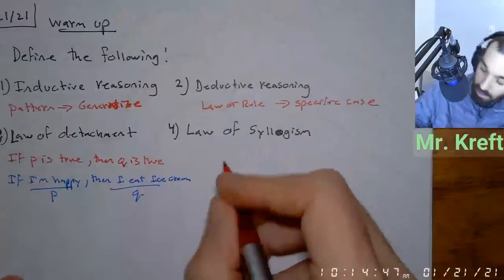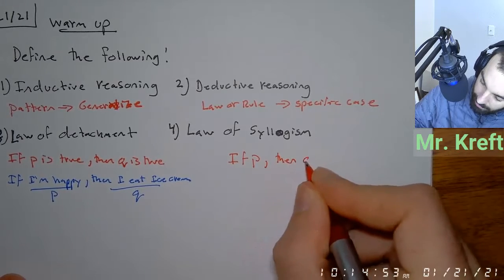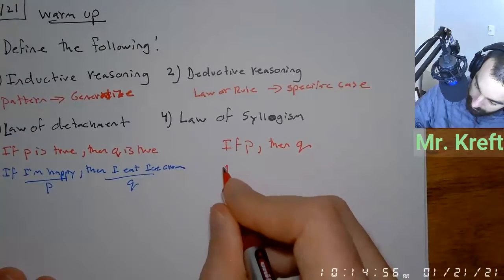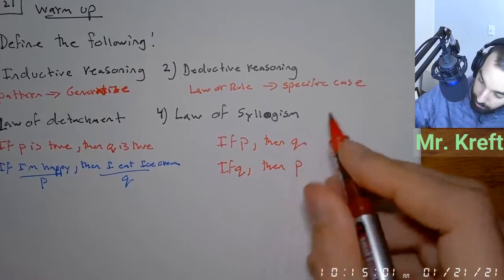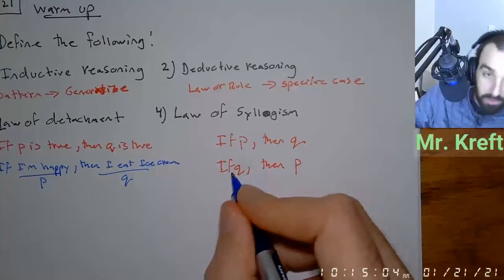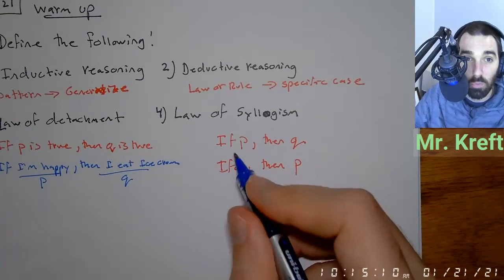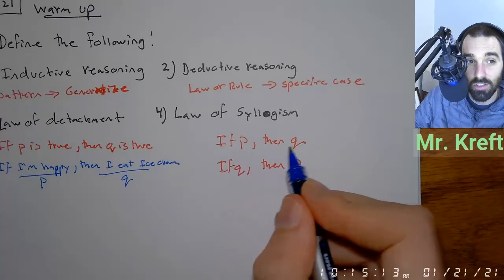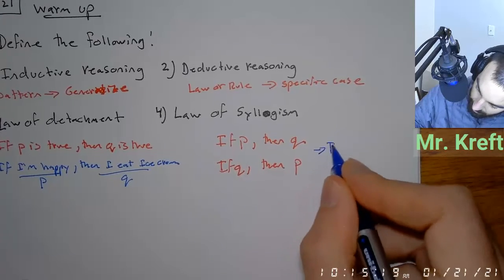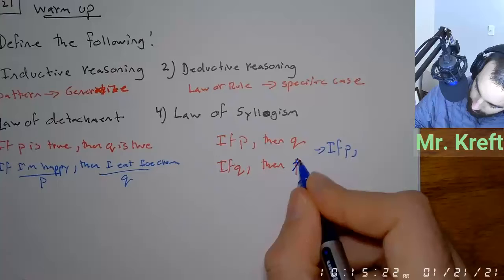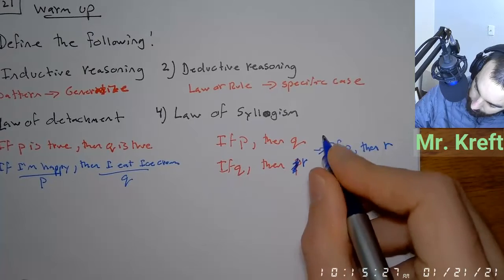The law of syllogism is the two-statement one. So if we have if P, then Q, and if Q, then R, we have two statements. Then I can write a new statement. We think of the law of syllogism as the chain rule. Rather than go through this long story, we're just going to jump from the beginning to the end. So then we can say, if P, then R.